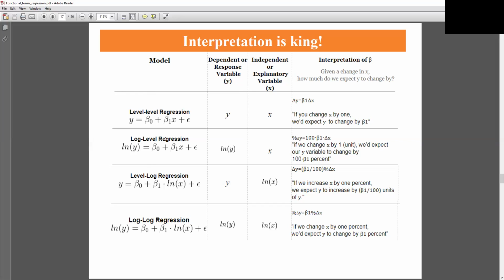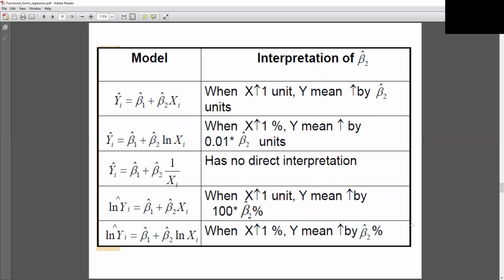So this is log-LIN, this is LIN-LOG, this is log. Okay, or log linear. Log linear is different, log-LIN is different, or we can say double log. Now again, let us see how to interpret beta 2.